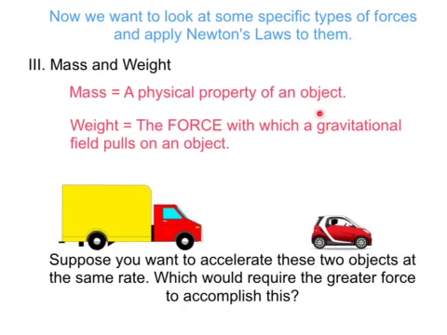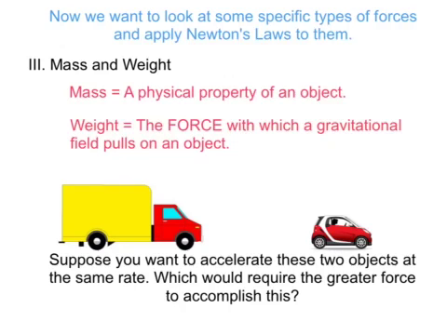Mass is a physical property of an object. All objects have a certain amount of mass. Weight is the force with which a gravitational field pulls on an object with mass. So weight is a force from the Earth's gravitational field.